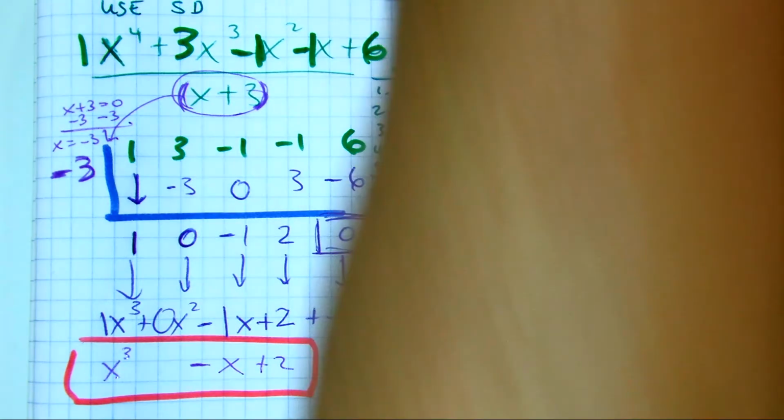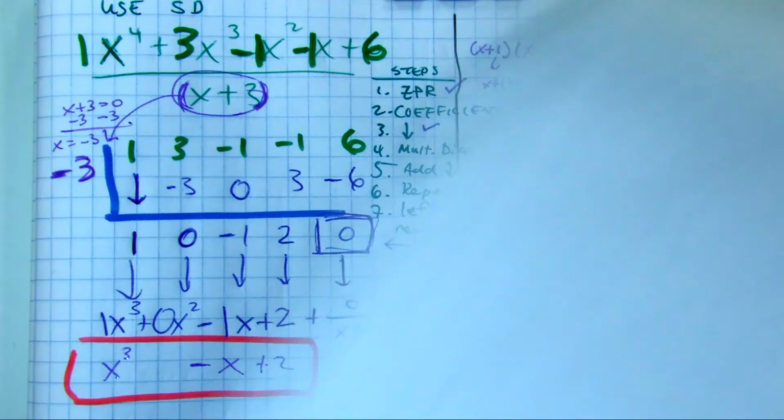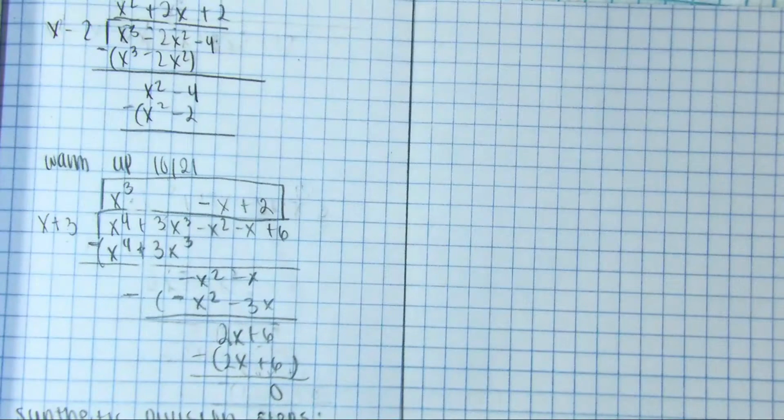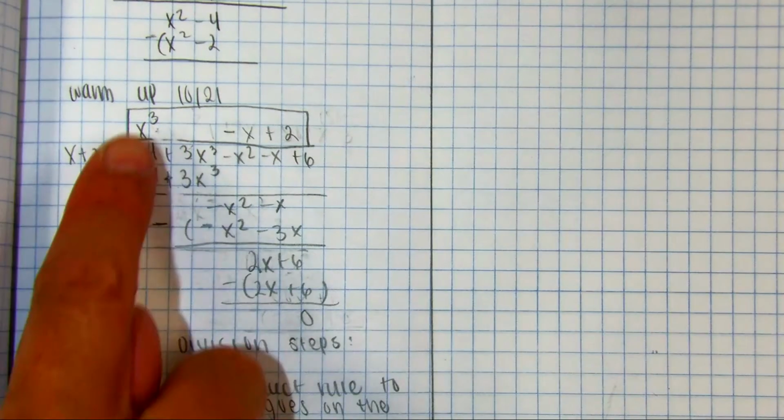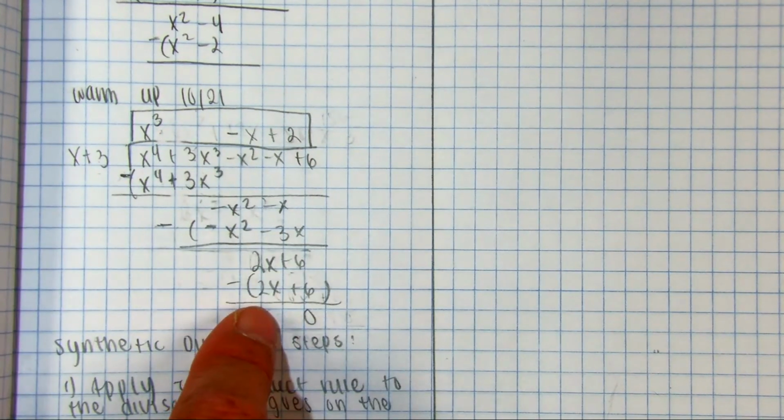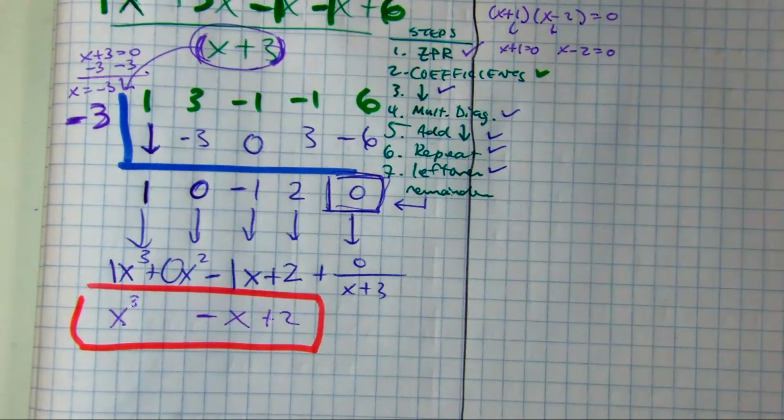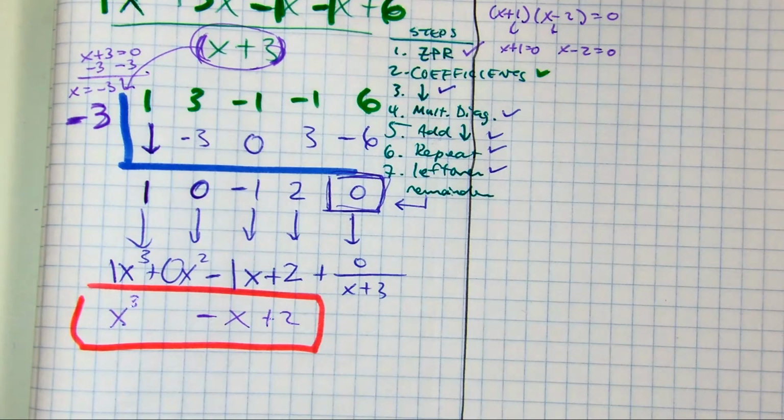And then if we did long division, we get the same answer. Yes? Yep. So hopefully you see how they're kind of connected. Which one's easier to you, class? Synthetic. Synthetic, but know how it's related to long division.